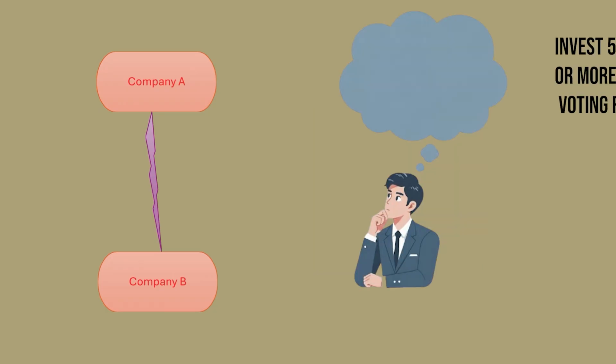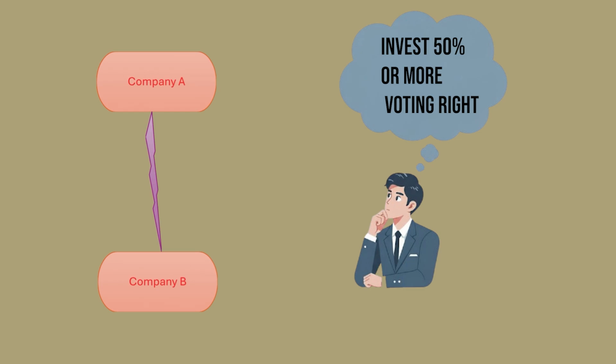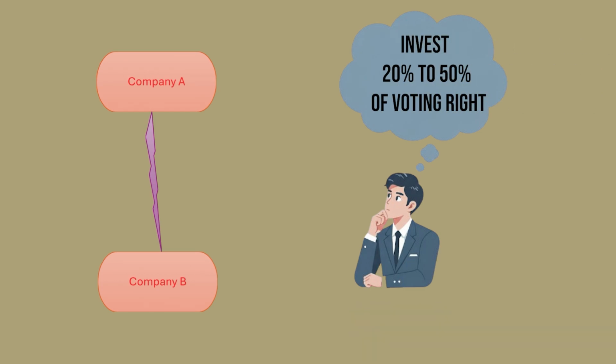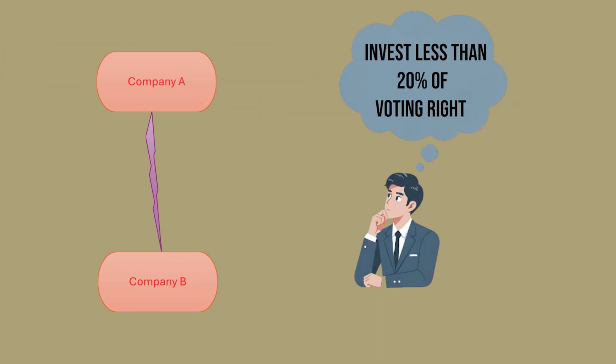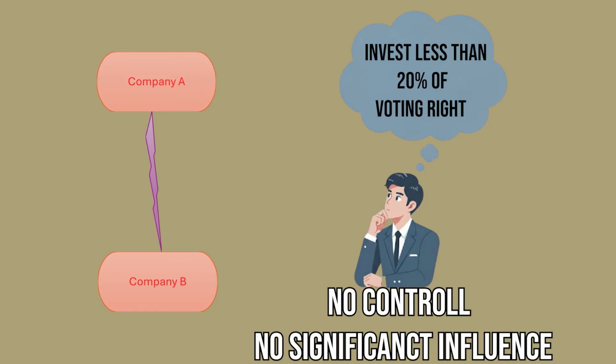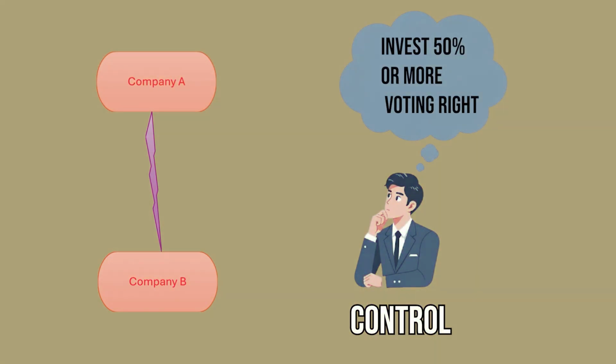If a company holds more than 50% of the ownership, then it is basically control. If it holds between 20% to 50%, then it is significant influence. And if the holding is less than 20%, then it is neither control nor significant influence. This leads to different types of accounting.